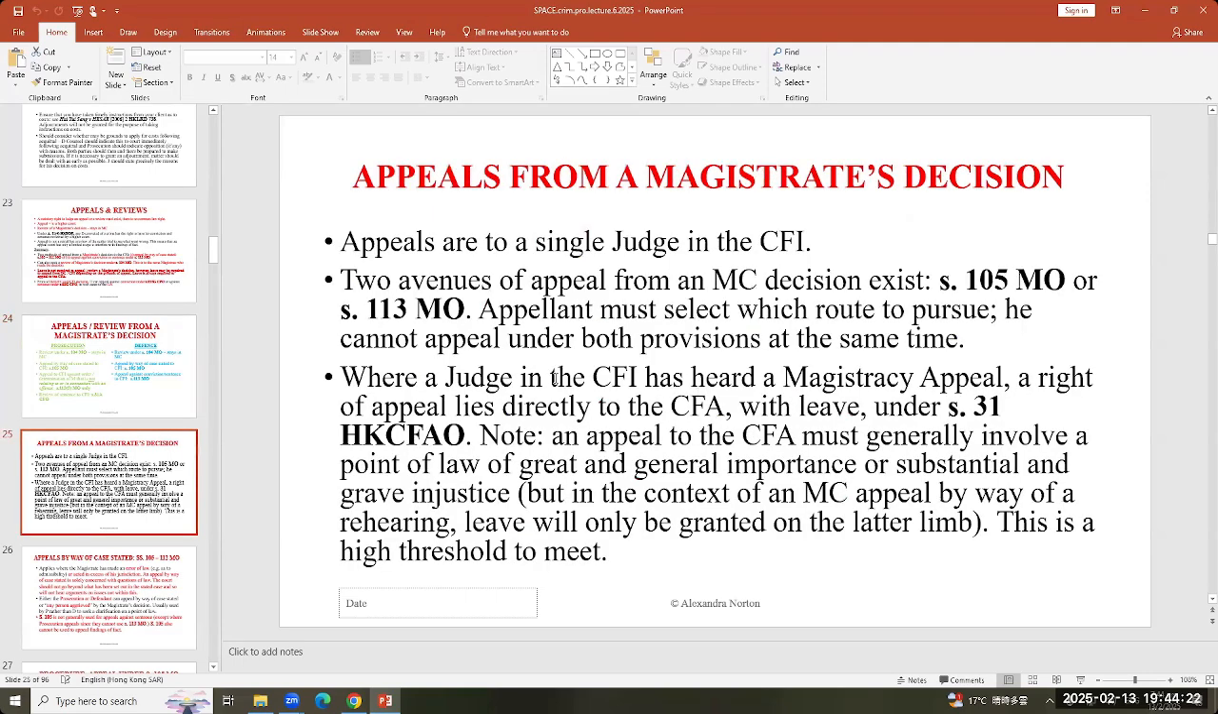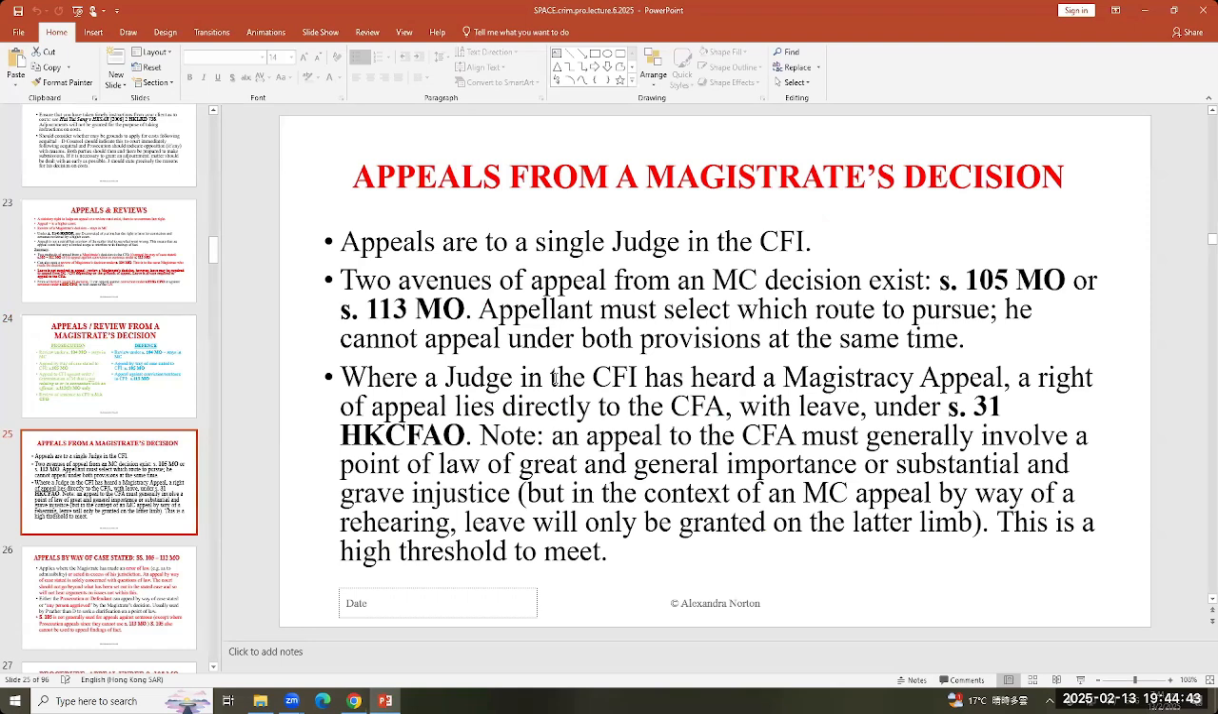So we're appealing up to a single judge in the CFI. And if you are appealing, you have to choose before you start whether you're going to appeal by way of case stated or whether you're going to appeal under 113. You can't appeal under both limbs at the same time. It's an either or situation.